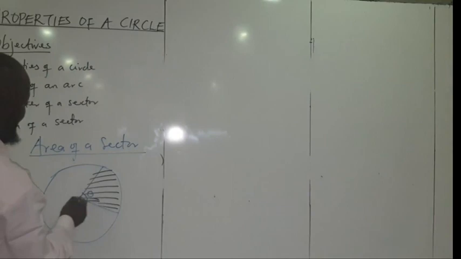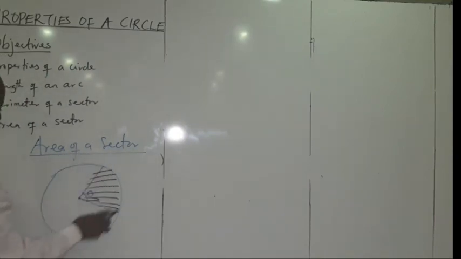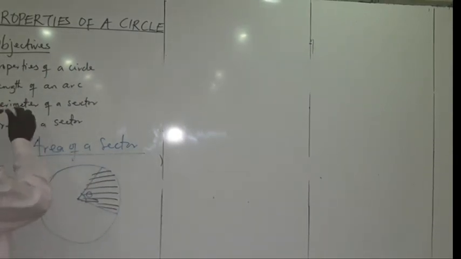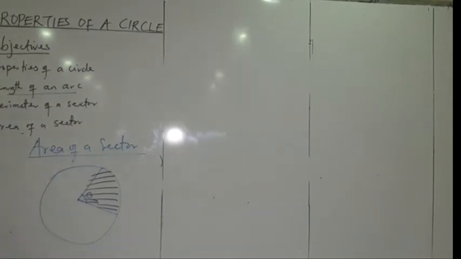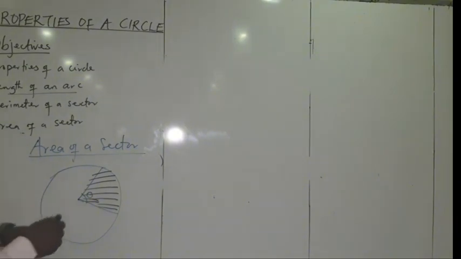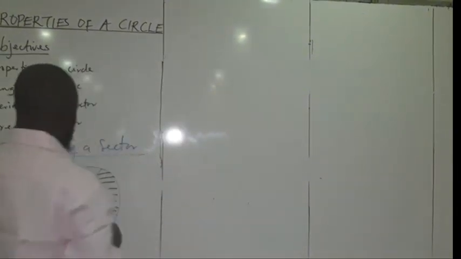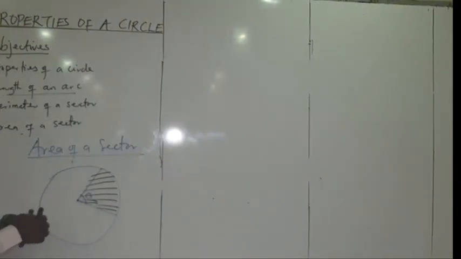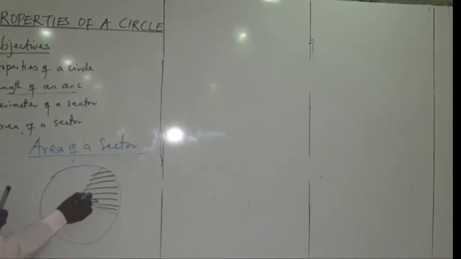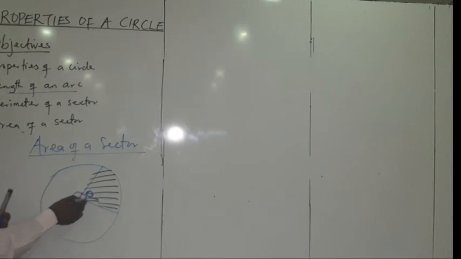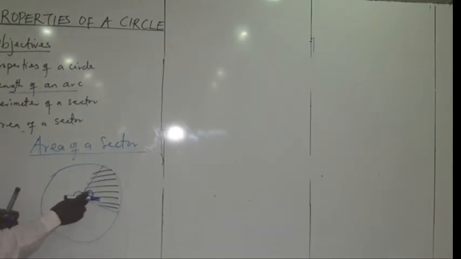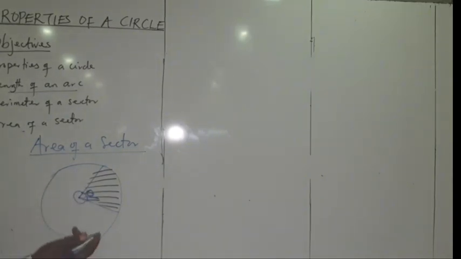Alright? And you can see that it's a portion of the whole circle. What we did when we were calculating the length of an arc is the same thing that will happen here. So the area of the sector will also depend on which sector it is. Is it the major sector or the minor sector? If it is the major sector, you're going to make use of this angle. But if it is the minor sector, you're going to make use of this angle inside. Just take note of that. You're still going to come across that in exam.